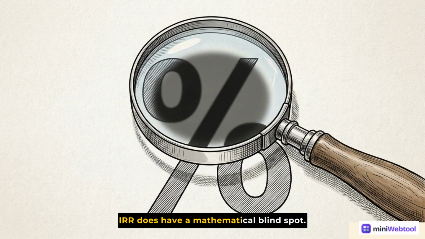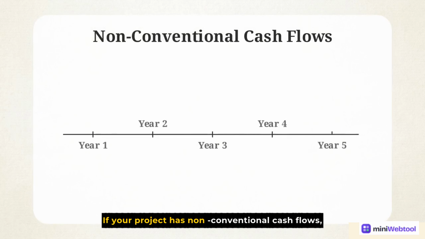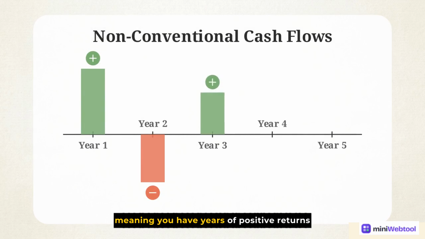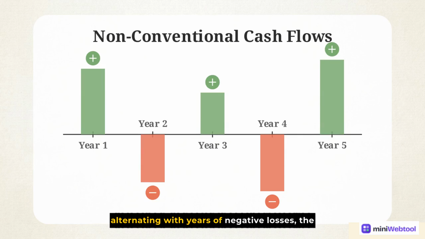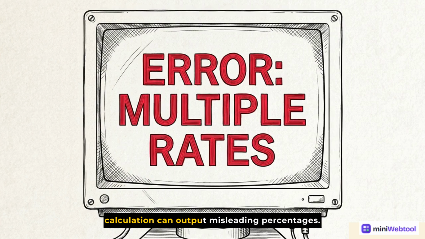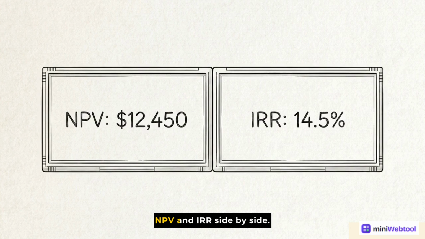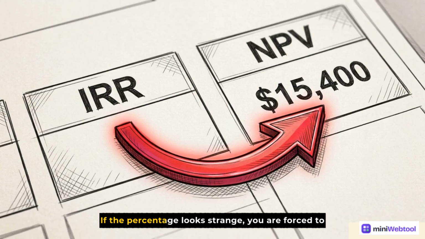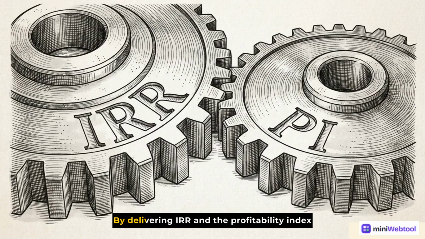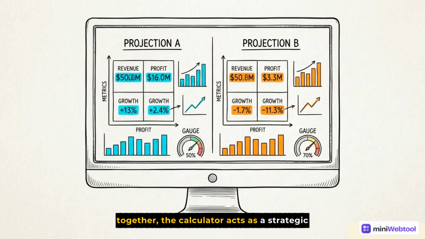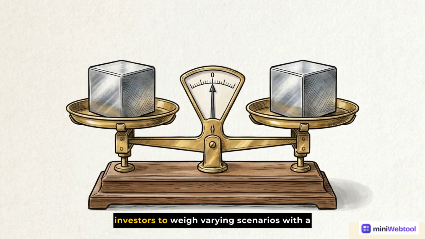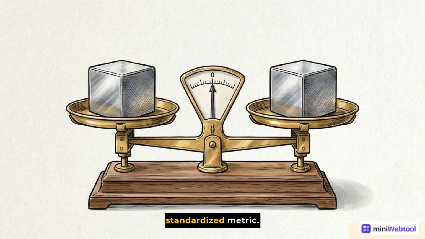IRR does have a mathematical blind spot. If your project has non-conventional cash flows, meaning you have years of positive returns alternating with years of negative losses, the calculation can output misleading percentages. MiniWebTool counters this trap by presenting the NPV and IRR side by side. If the percentage looks strange, you are forced to cross-reference it against the absolute dollar value. By delivering IRR and the Profitability Index together, the calculator acts as a strategic comparison engine, allowing risk-conscious investors to weigh varying scenarios with a standardized metric.